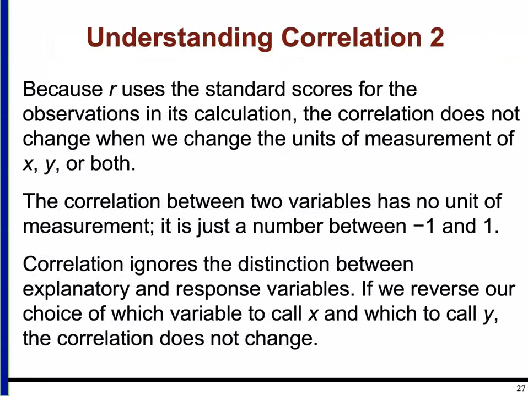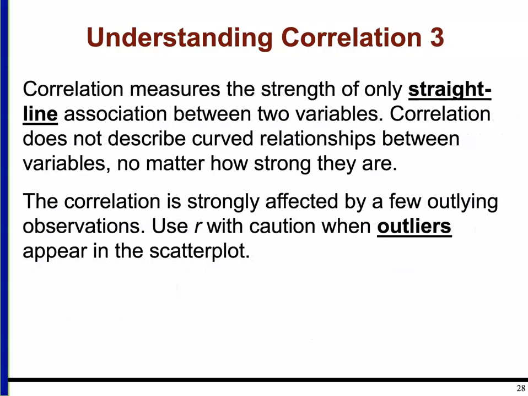Now, R is calculated using standard scores that we talked about in the previous chapter. And so because of that, it actually does not matter if we change the units of our variables, because we're going to be standardizing the scores anyway. So there's actually no unit here either, because we are just looking at the standard scores. Correlation also makes no distinction between which variable is the explanatory and which variable is the response variable. So if you switch your X and your Y, you're not going to change the value for the correlation.